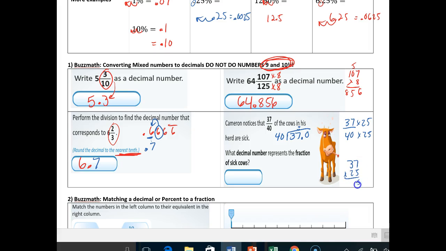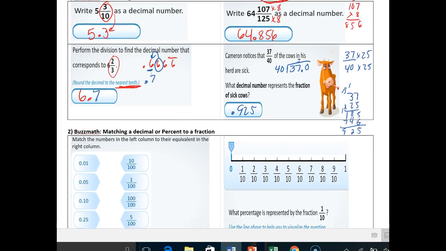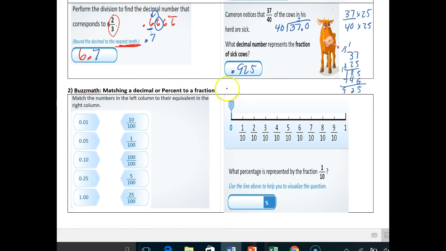So 35, carry your 3, 15 is 18, lay your egg, 14, carry your 1, 6 is 7, add this up, you get 5, you get 2, carry the 1, 9. So 0.925 of the cows are sick. A lot of the cows are sick. Buzz math number 2, we're going to save for today.